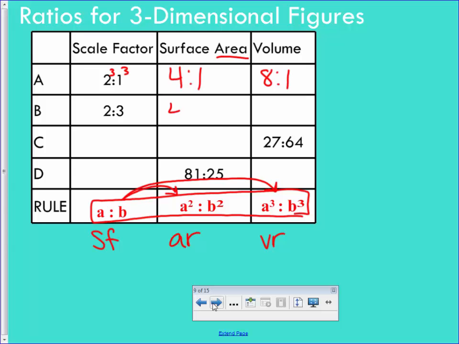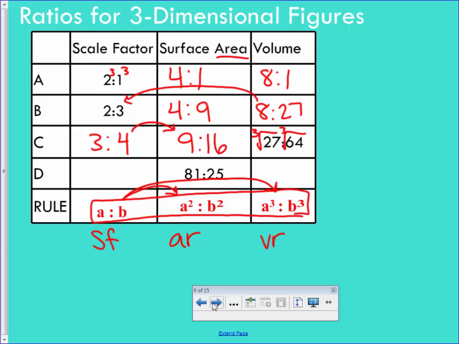Square, so you do 4 to 9. Cube it, and you get 8 to 27. Always go back to the scale factor, okay? So now, if we started with the volume ratio, we have to take the cube root of that. The cube root of 27 is 3. The cube root of 64 is 4. Now, to get to the area, we're going to square that and do 9 to 16.